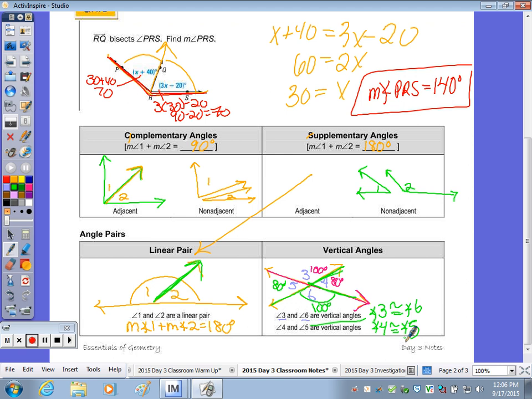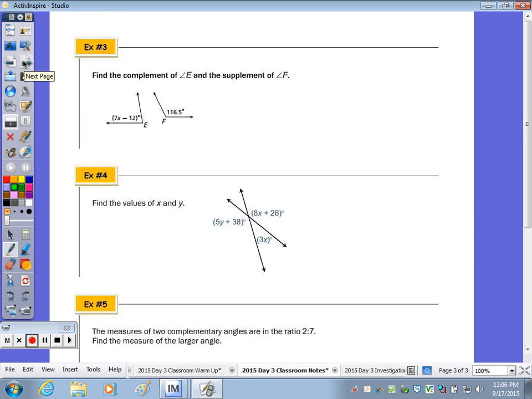All right, the examples on the next page. Find the complement, find the supplement. Complement means the angles are complementary. So let's actually find the supplement of F, because the angle is given as a numerical measure.